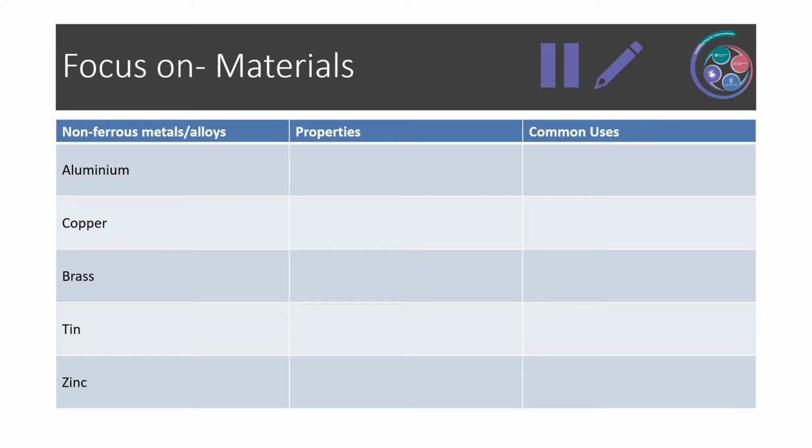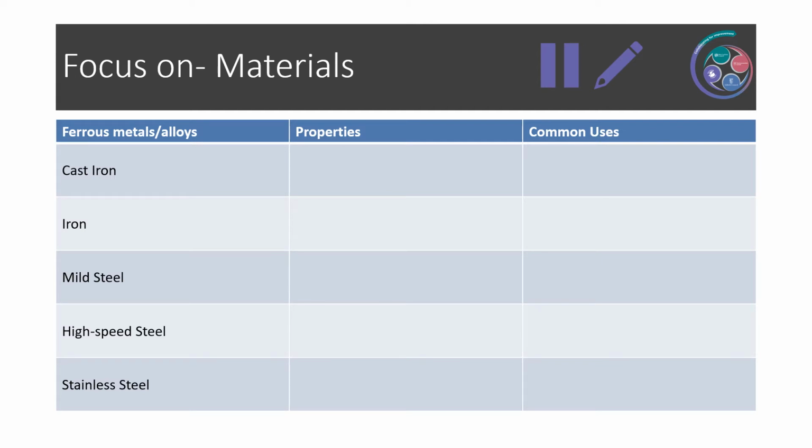Let's now move on to metals. We'll start by looking at non-ferrous metals and alloys. The non-ferrous metals and alloys that you need to know at higher level are aluminium, copper, brass, tin, and zinc. I suggest that you pause the video now, copy the table down, and complete the properties and common uses of each material.